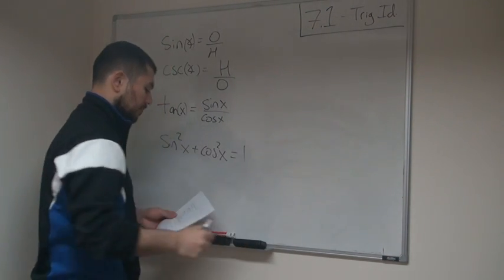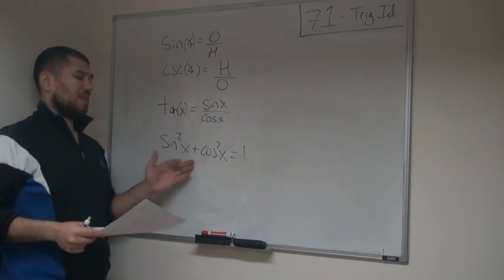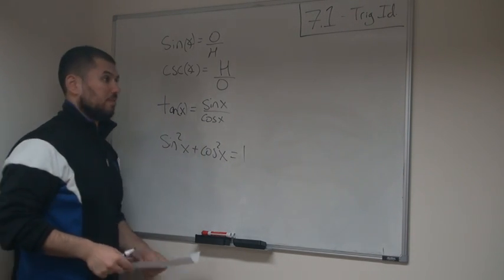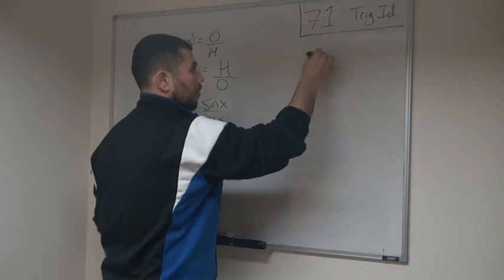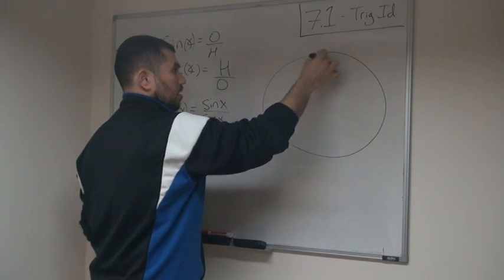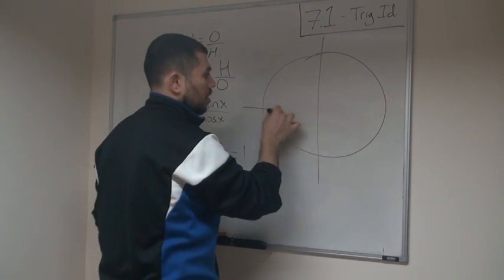That's what it means. Now, where does this Pythagorean identity or relationship come from? It doesn't make any sense. Sort of seems like I pulled it out of my butt. Well, I didn't.